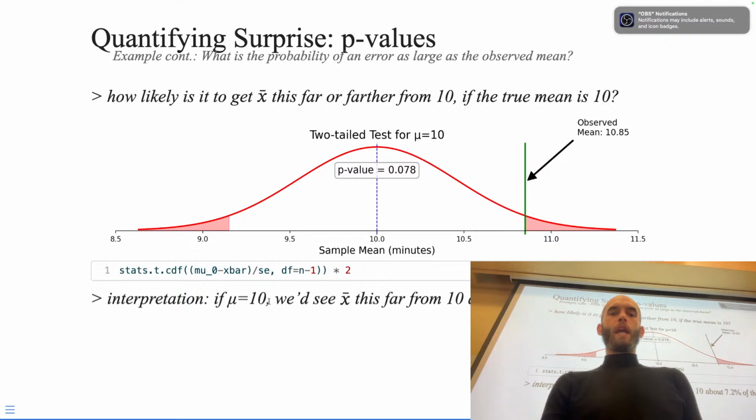Okay, so if the truth was 10, what's the probability that we would see something like what we do? That's what the p-value tells us. We would see something this extreme, this far from 10, roughly 7.2, that should be 7.8% of the time.